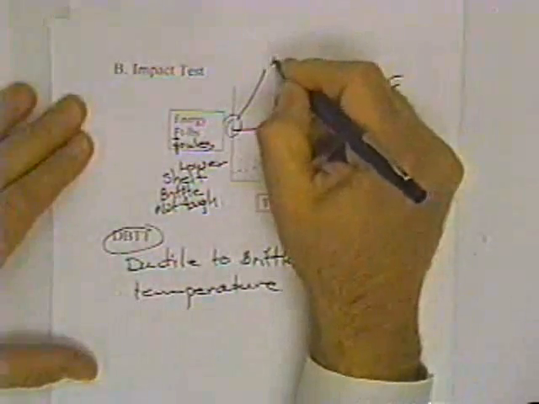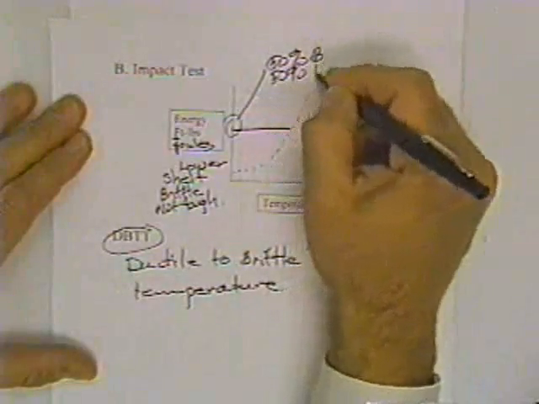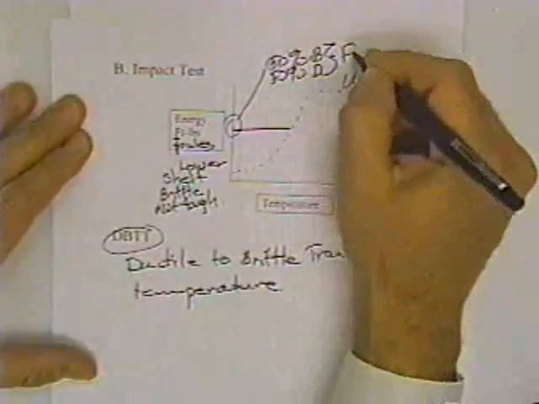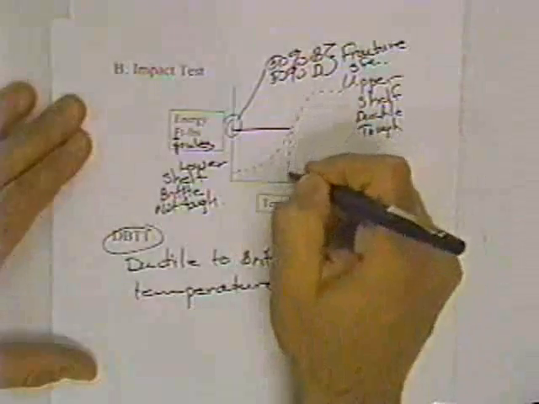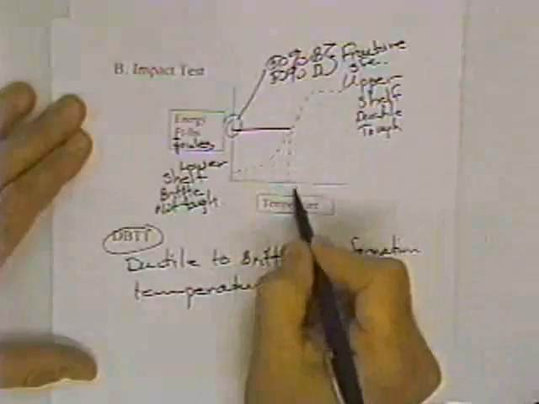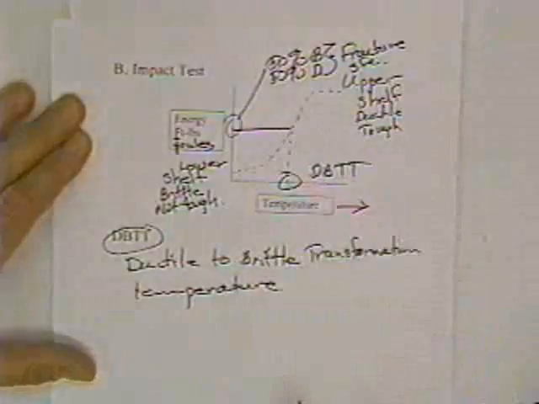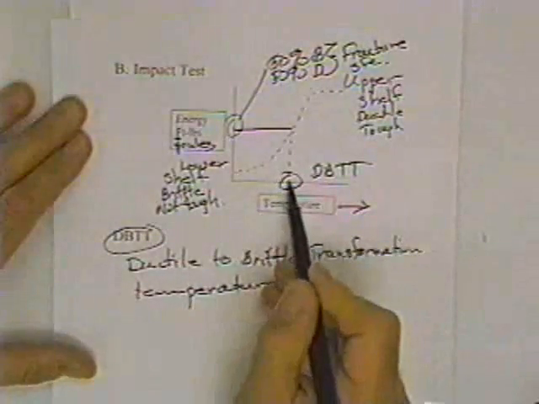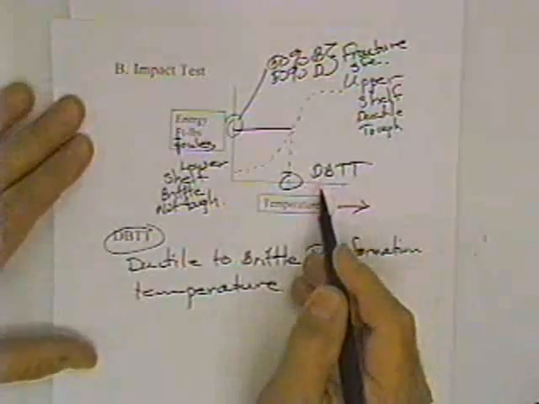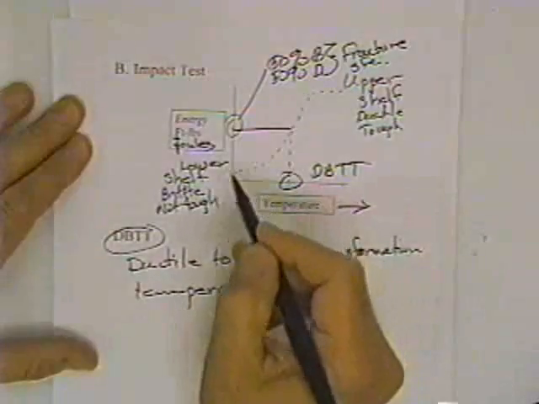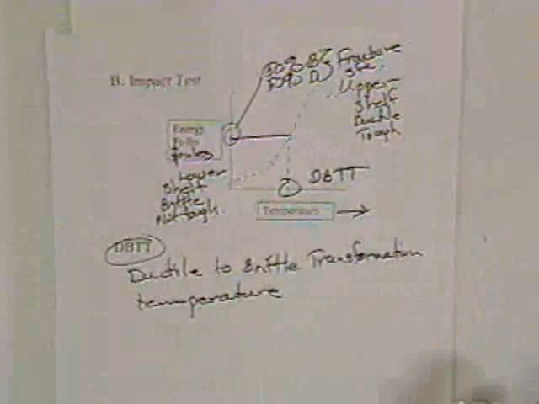This might be the 50% brittle, 50% ductile appearance on the fracture surface, and where this intersects the curve and drops down and intersects the temperature axis, this would be the ductile to brittle transition temperature. So generally speaking, for your application, you'd want to be above the ductile to brittle transition temperature, because the material fails brittlely in this region, fails ductilely, and has some toughness in this region.